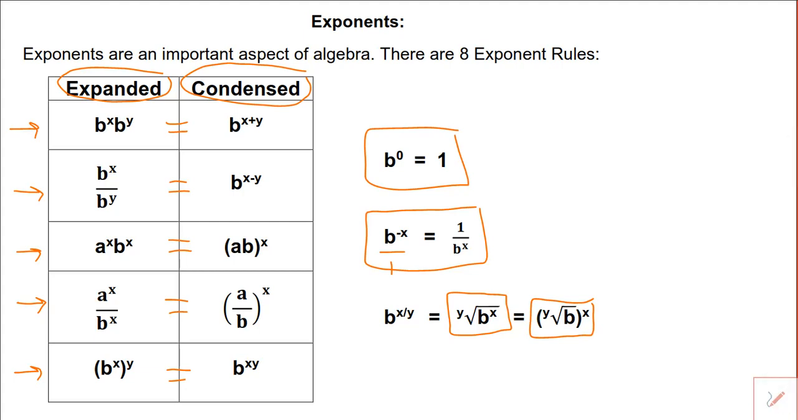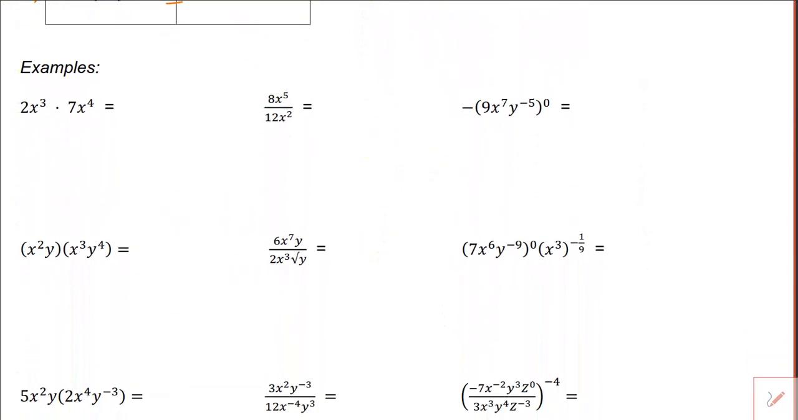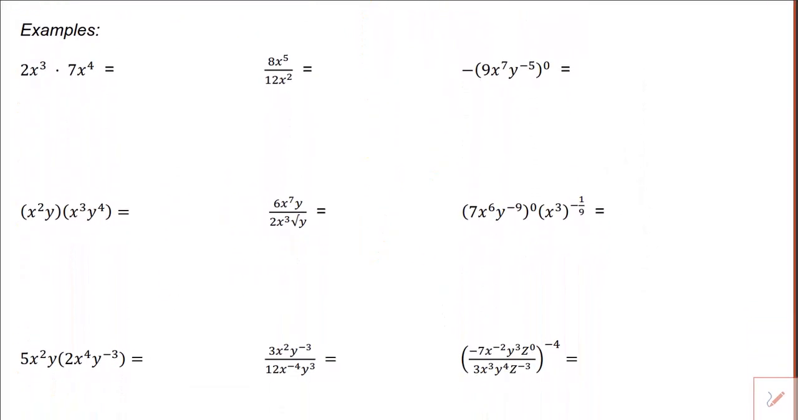Let's see these 8 rules in action by going through a few examples. When I do each of these, you're going to notice that I compartmentalize them. I do them step by step. I'll take care of the numbers first, then I'll do the x's, then I'll do the y's, then I'll do the z's. So kind of just do one thing at a time. For instance, on this first one, we'll take care of the 2 times the 7 first, which is going to give us our 14. That's pretty easy.